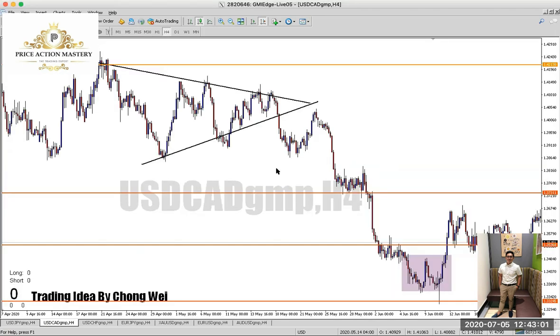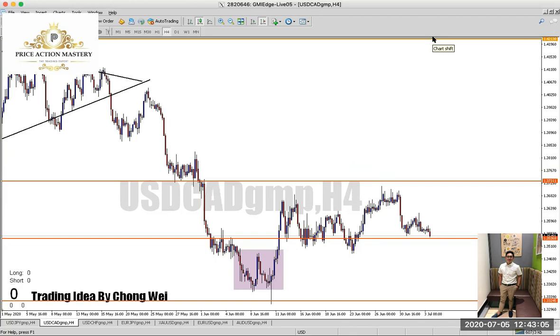Another will be USD CAD. USD CAD is also a very clear downtrend, very clear downtrend. So wait for a high price to go short. A high price to go short will be better.